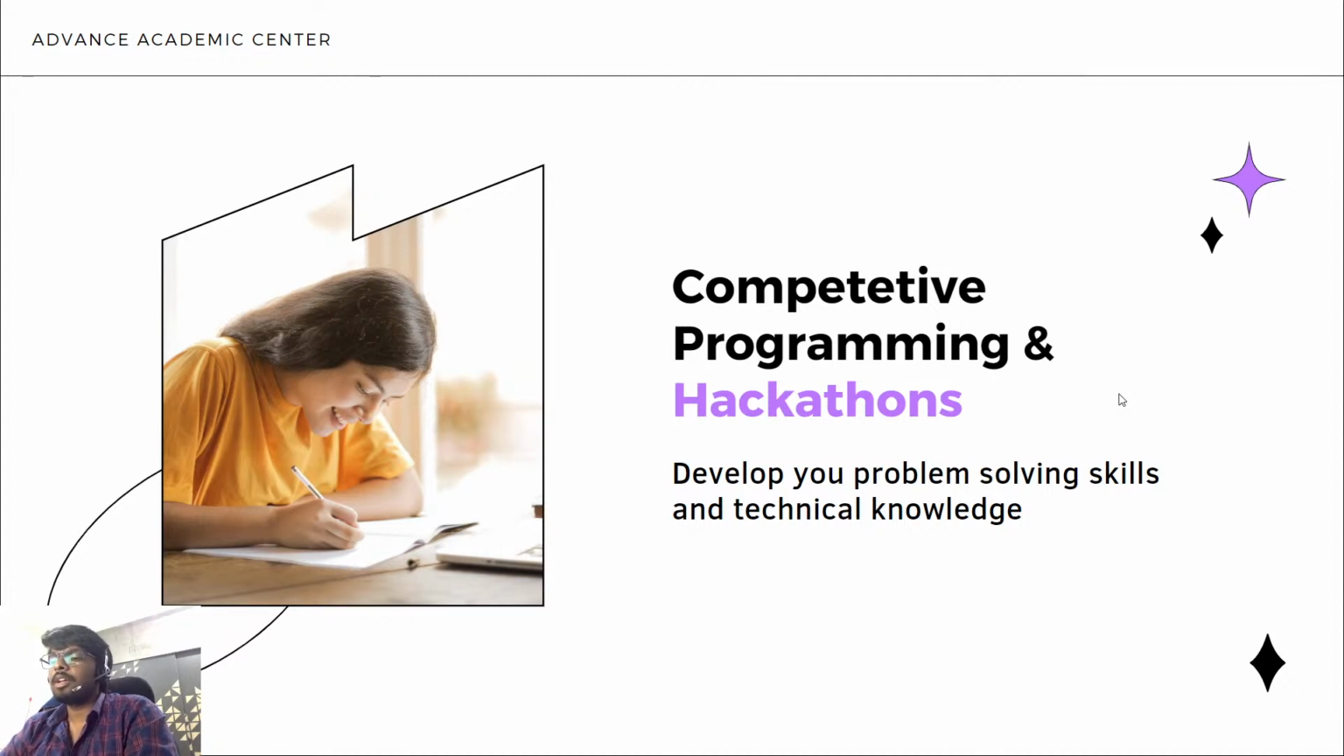Suppose in hackathons, you'll be working on domains. If the hackathon is about web development, you'll be developing web apps. If the hackathon is about app development, you'll be developing apps. So it depends on the type of hackathon. If it is a general hackathon, you can integrate all of the technologies and do a single project.